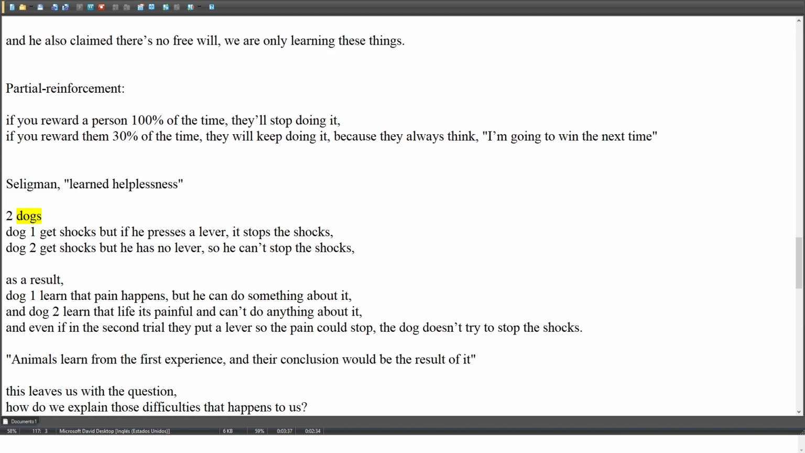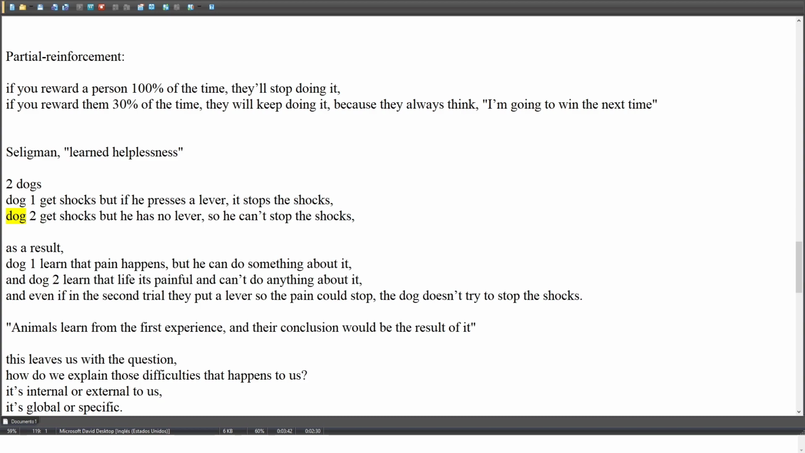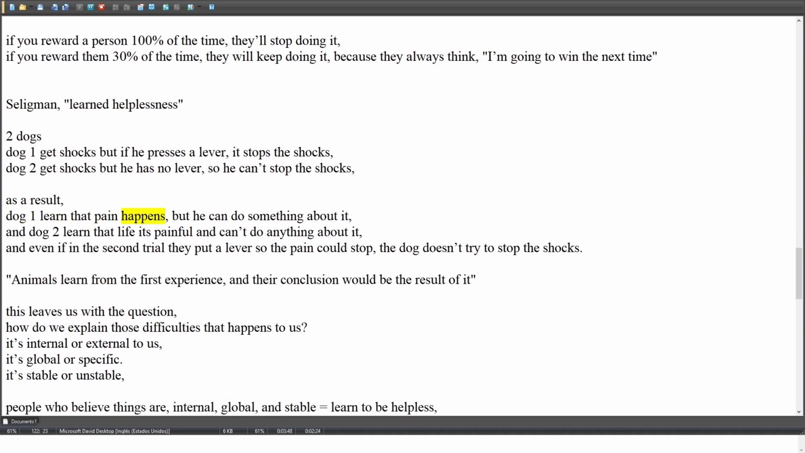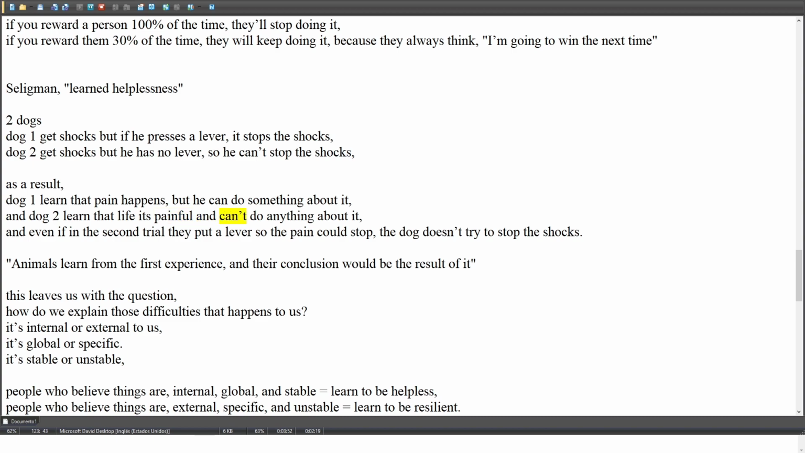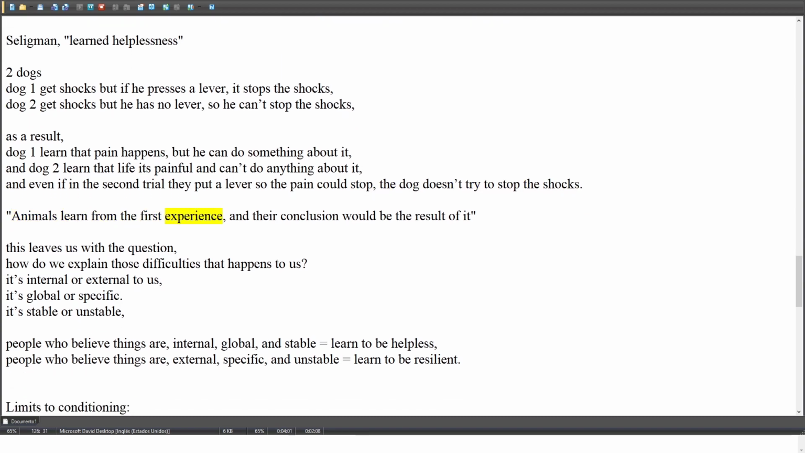Two dogs. Dog 1 gets shocks, but if he presses a lever, it stops the shocks. Dog 2 gets shocks, but he has no lever, so he can't stop the shocks. As a result, dog 1 learned that pain happens, but he can do something about it. And dog 2 learned that life is painful and he can't do anything about it. Even if in the second trial they put a lever so the pain could stop, the dog doesn't try to stop the shocks. Animals learn from the first experience, and their conclusion would be the result of it.